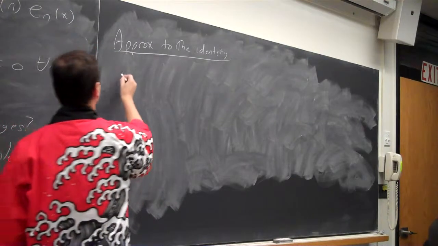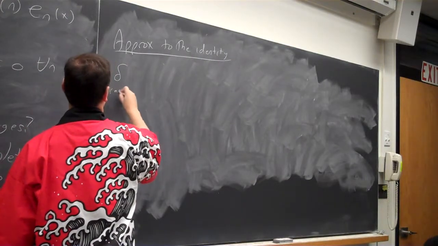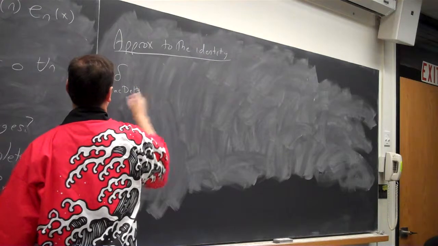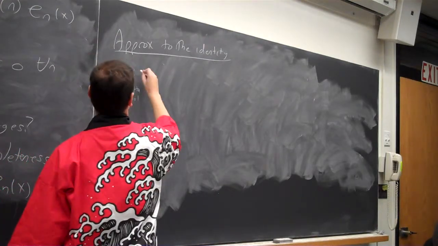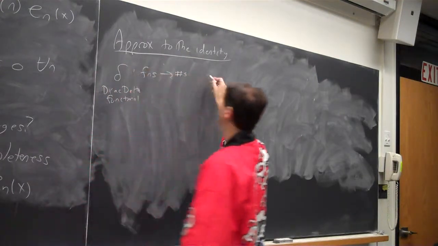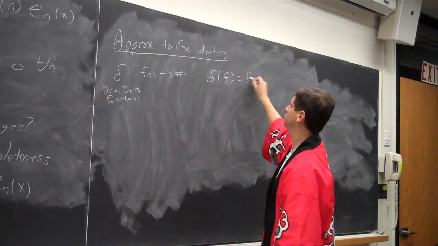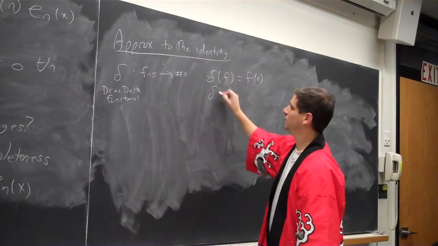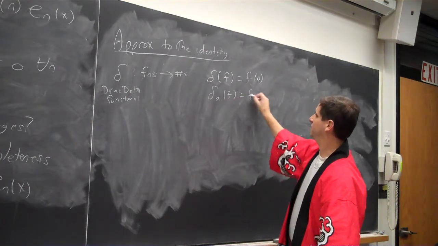And so we define this operator delta, the Dirac delta functional. It's a map from functions to numbers, and it's defined as follows. The Dirac delta of some function f is just f of 0, and if I shift it by a, that's just f of a.